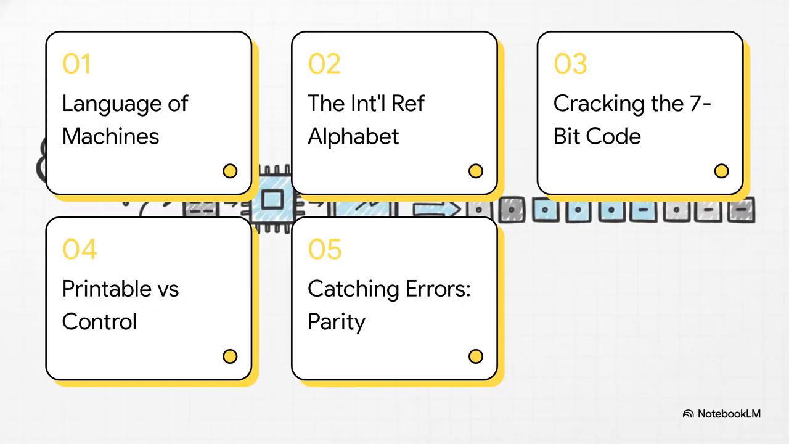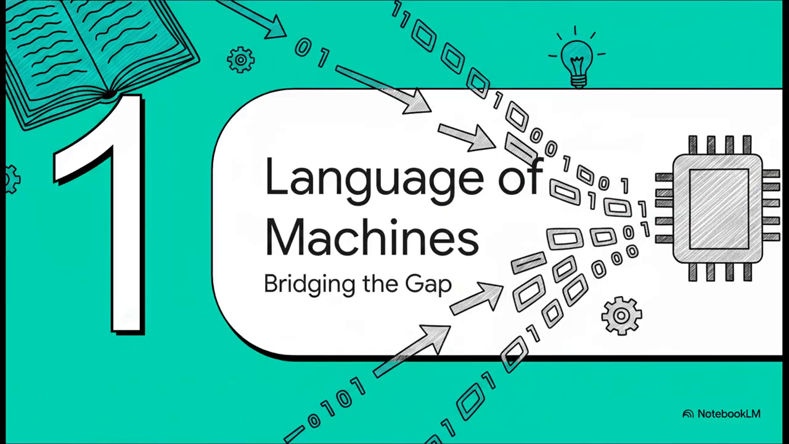Here's the roadmap for today. We're covering the language of machines, the International Reference Alphabet itself, how that 7-bit code actually works, the difference between printable and control characters, and finally how we catch errors using something called parity. Let's get to it. Section 1.